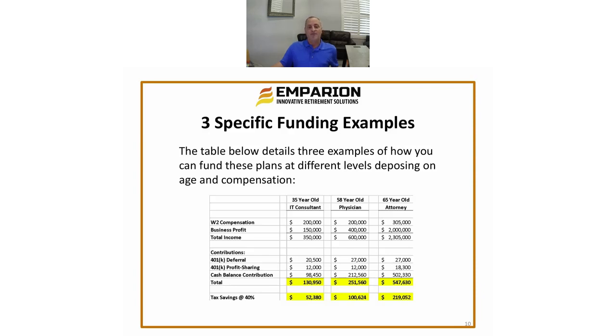Okay, so I've got 3 separate situations here that we'll go through, and all 3 of these would assume an S-corp structure. With an S-corp, we're looking not for the profits of the S-corporation, we're looking for the actual compensation of the owner. So in our first example, we've got a 35-year-old IT consultant making $200,000 a year with a business profit of $150,000. So this consultant has $350,000 of income.